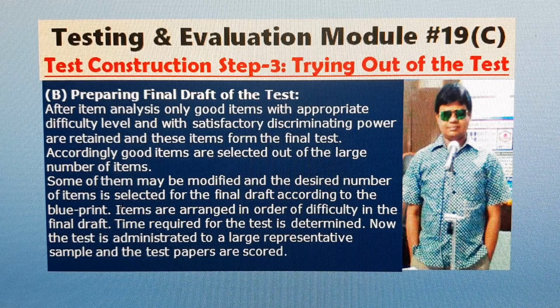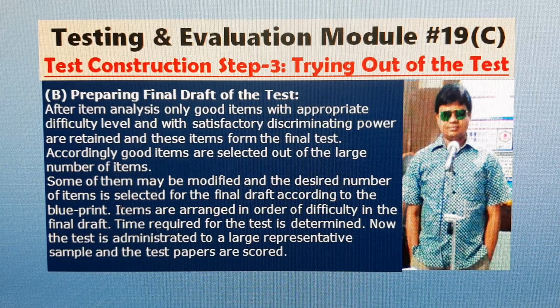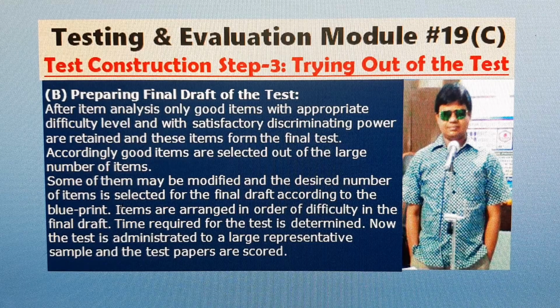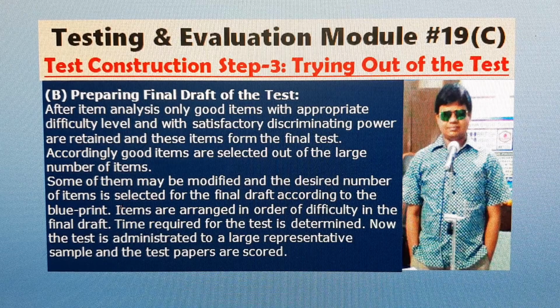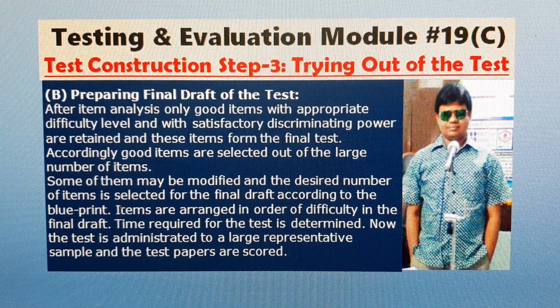Activity B. Preparing the final draft of the test. After item analysis, only good items with appropriate difficulty level and with satisfactory discriminating power are retained, and these items form the final test. Accordingly, good items are selected out of the large number of items. Some of the items may be modified and the desired number of the items is selected from the final draft according to the blueprint.